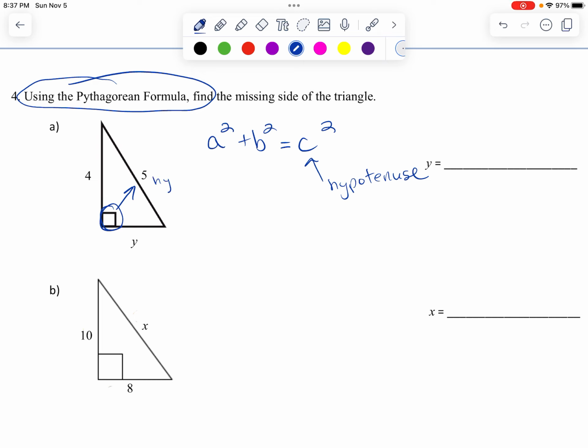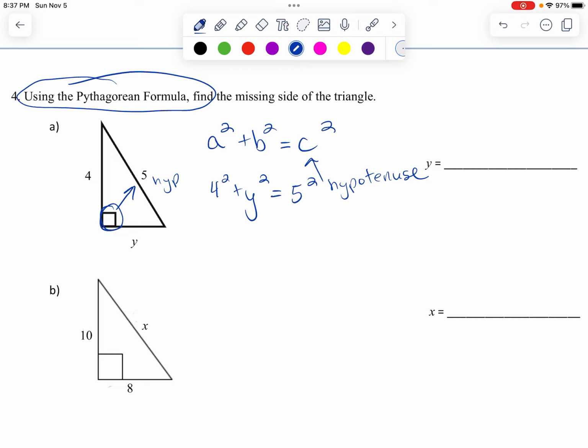So that means that 5 is going to be my hypotenuse. So we've got 4 squared plus y squared. Now, could I have put the 4 in for b and the y in for a? Yes, you could have. But it's super important that your c value, your hypotenuse value, goes in for c.